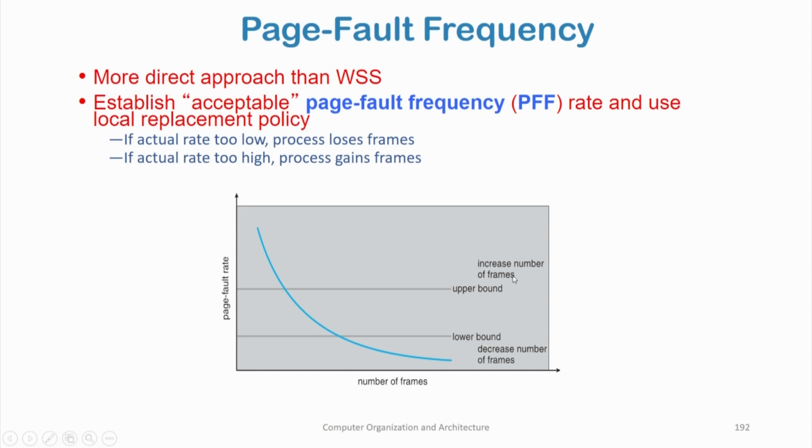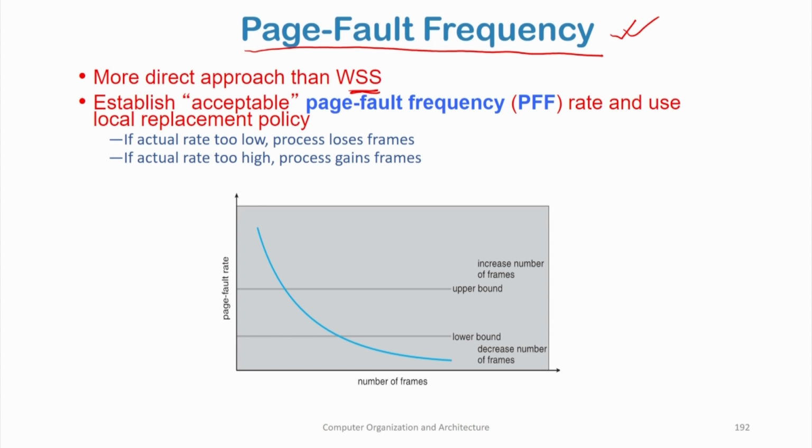Now, working set size has been a very successful model, but a more direct approach is to work on the basis of the page fault frequency that a particular process is currently experiencing. That is, measure the page fault frequency at a given time, and establish an acceptable page fault frequency for each process.